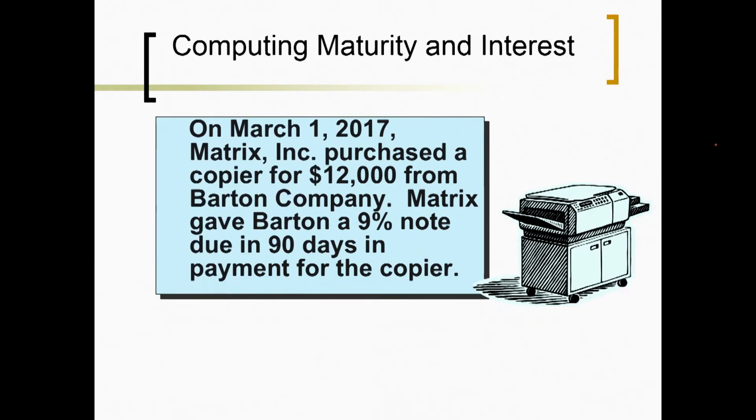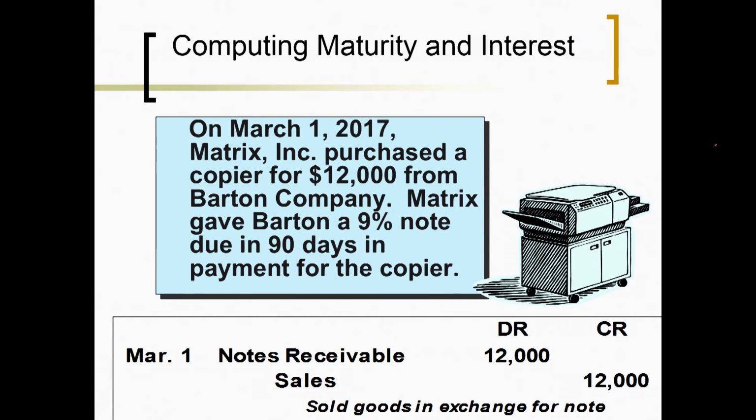Okay, let's look at an example. On March 1 of 17, Matrix Inc. purchased a copier from us. We're Barton. They purchased a copier for $12,000 from us, and we gave them a 9% note that's due in 90 days. So, when we book that sale, we credit sales. We don't debit accounts receivable, we debit note receivable, right? And sometimes we can abbreviate that N/R.